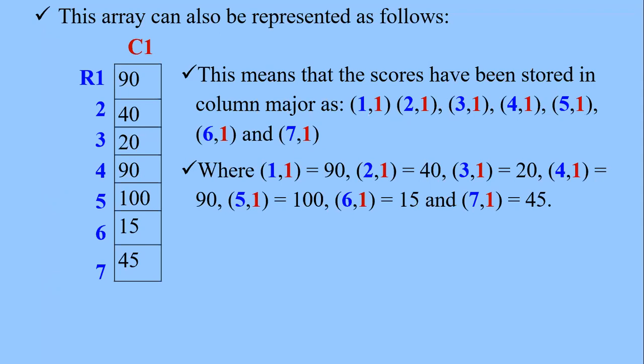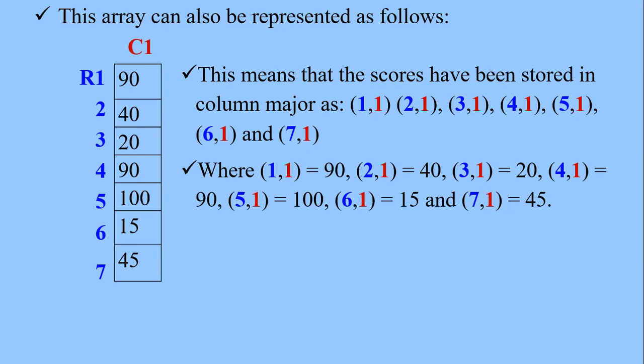This means that the scores have been stored in column major as row 1, column 1, row 2, column 1, row 3, column 1, row 4, column 1, row 5, column 1, row 6, column 1, and row 7, column 1. Therefore, the column is not changing for the 7 elements, whereby row 1, column 1 refers to 90, row 2, column 1 refers to 40, row 3, column 1 refers to 20, row 4, column 1 refers to 90, row 5, column 1 refers to 100, row 6, column 1 refers to 15, and row 7, column 1 refers to 45.